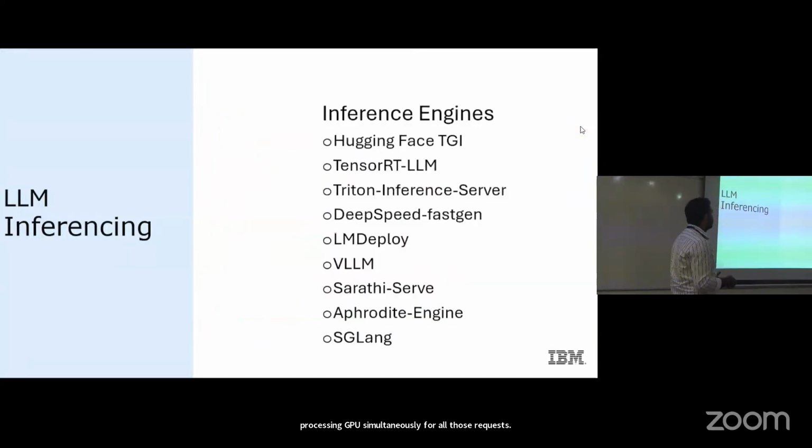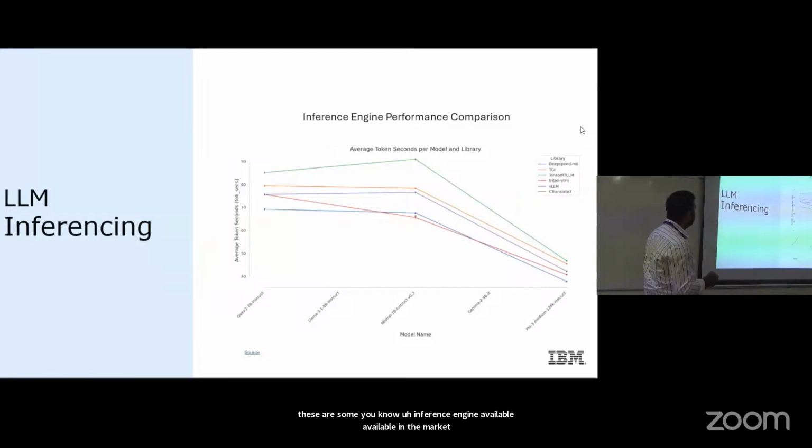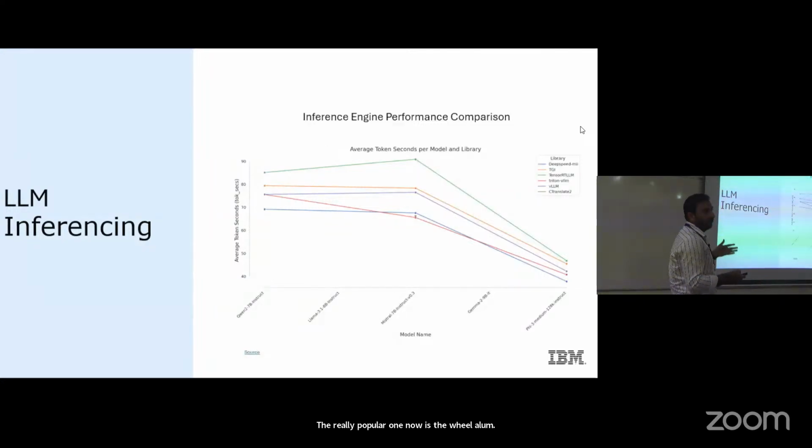So these are some inference engines available in the market. The really popular one now is vLLM, and this is the performance comparison. You have several engines available, and you have to make the most out of them. So we measure their performance, and usually we use token throughput, like how many tokens it can generate in a unit time.